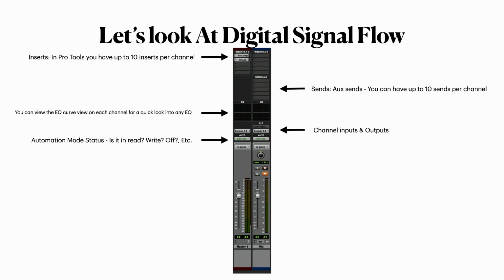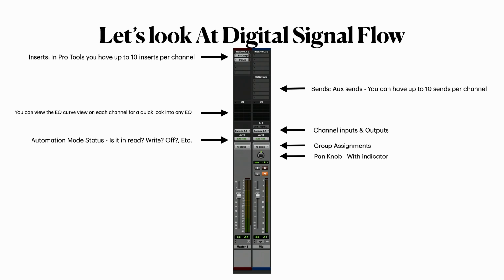Automation mode status. We're going to get deeper into all this stuff in a later lesson, but automation is pretty much anything you can do. You can record that movement and have it play back, like the volume going up and down, the pan going left and right, plugins muting on and off, inserts muting on and off, whatever. Okay. Group assignments. If you got more than one channel assigned to a group, this is where you can see that at a glance. It's really quick, really easy.